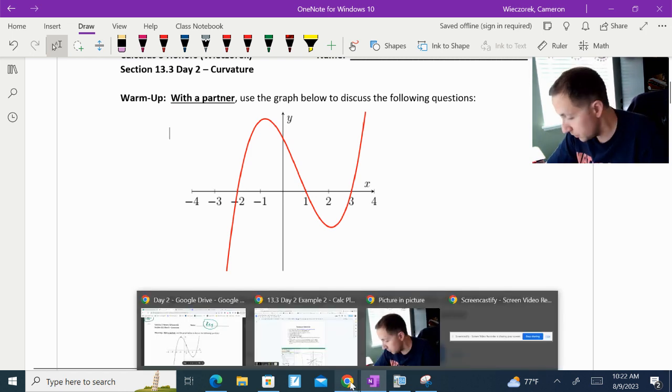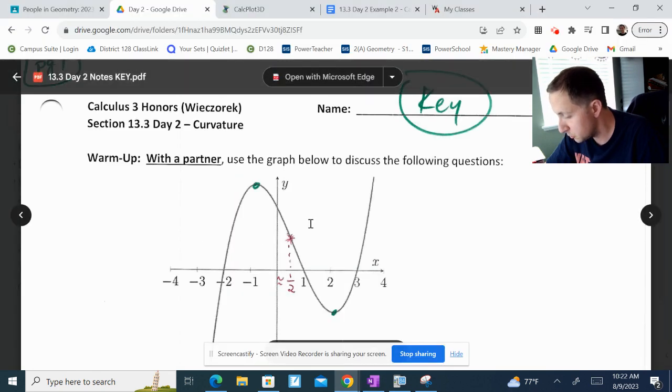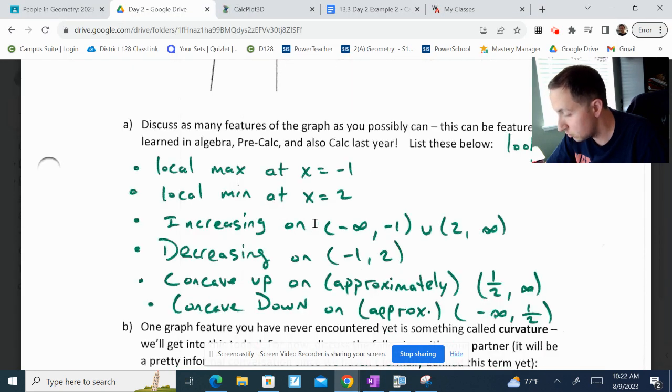All right, so hopefully you had a chance to take a look at that. Here's the features I was able to identify from that graph. It has a local max at x equals -1. I don't know the full ordered pair because I don't know the y value of that function, but at least I know it has a local max at x equals -1. It has a local minimum at x equals 2. It's increasing on the intervals -∞ to -1 and 2 to infinity. It's decreasing on the interval -1 to 2.